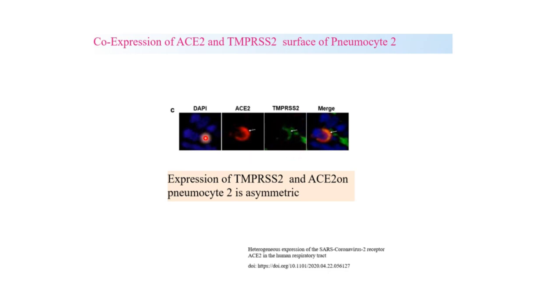And then these three slides have been merged to produce a superimposed section, and we see that ACE2 and TMPRSS2 are found on the same area of the cell. They are co-expressed. So they're expressed on the same surface of the cell, the same part of the cell. They are both polar in a similar way.